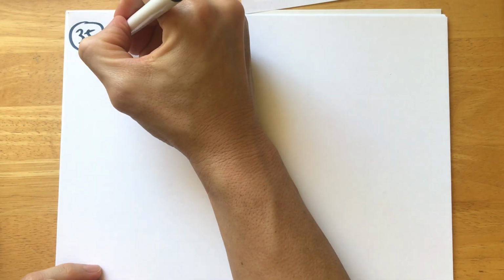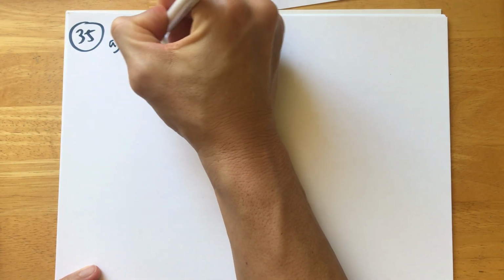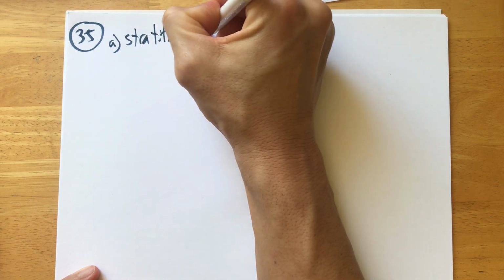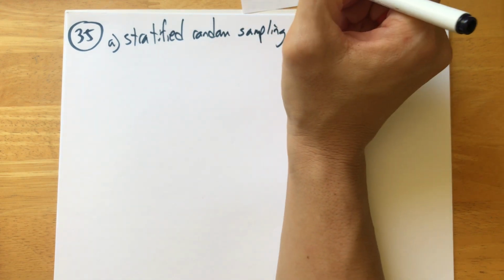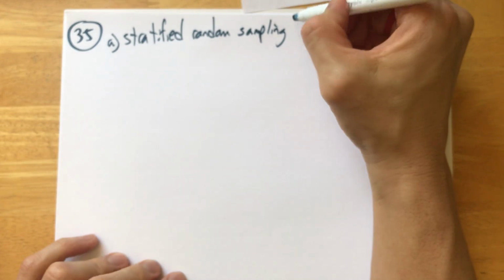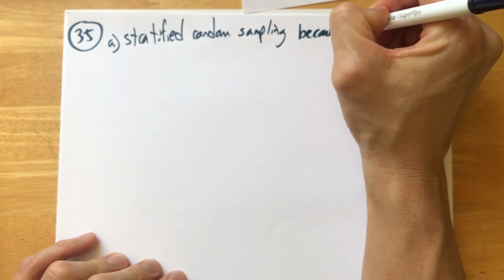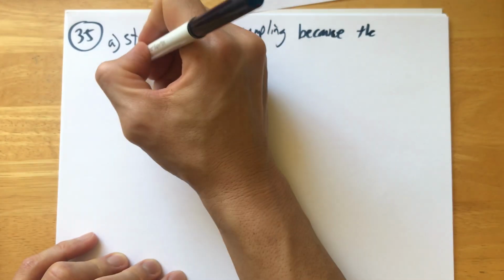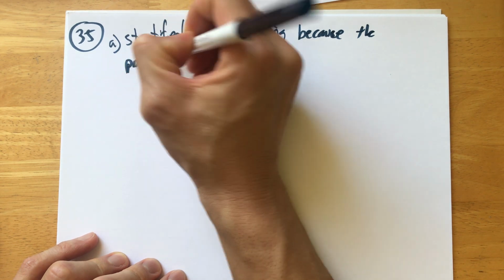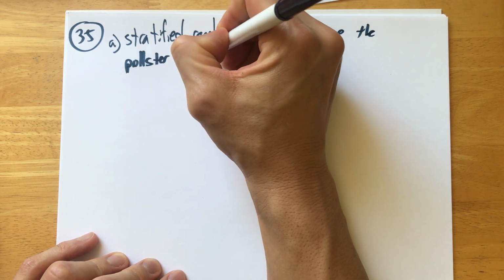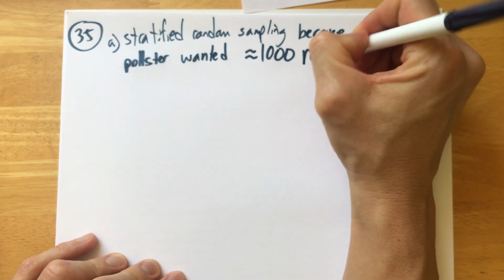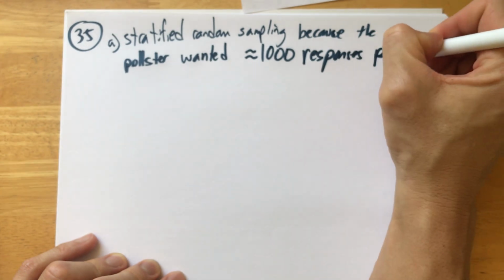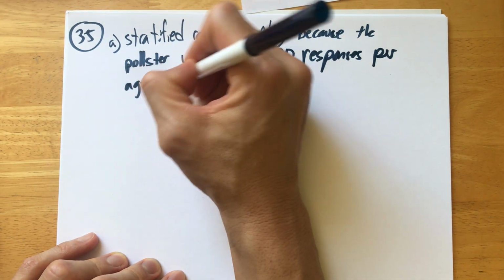So I would say this is stratified random sampling. We know it's random because I think it says representative telephone survey. Here, stratified sampling, because the pollster wanted approximately 1,000 responses per age group.